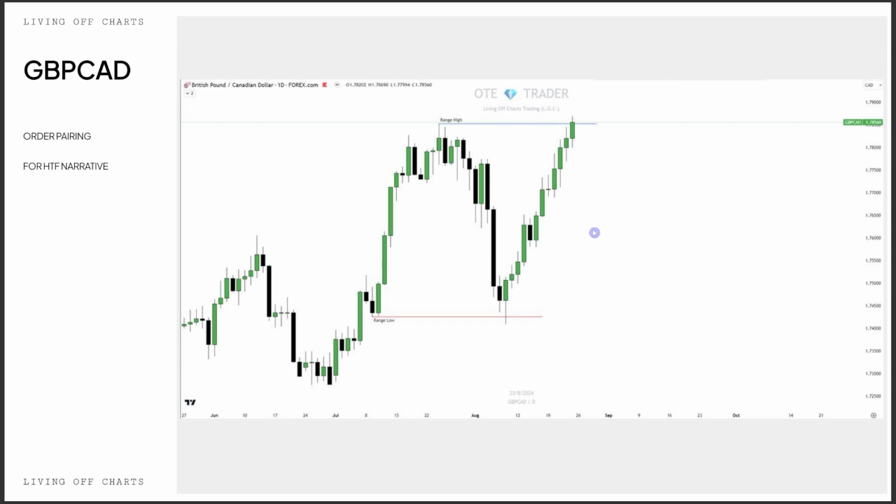So order pairing means we're going to accumulate the sell stops down here and pair them up with the buy stops that are resting above that range high up there. So this is also a good narrative for seeing higher prices on GBP CAD. Earlier we saw the disrespect of that fair value gap, and now with the order pairing we can be confident that we want to hold our position towards range high.